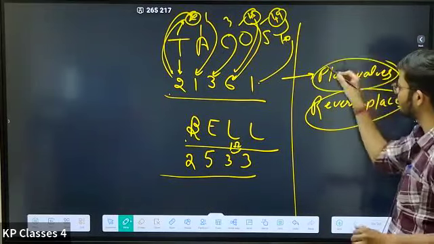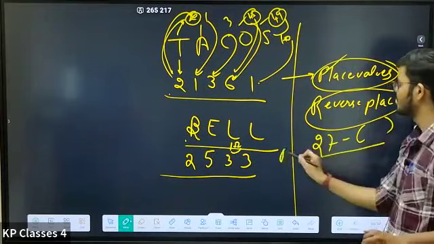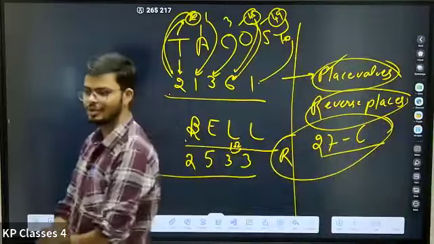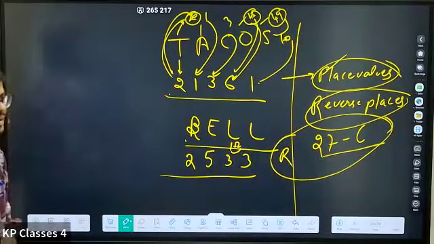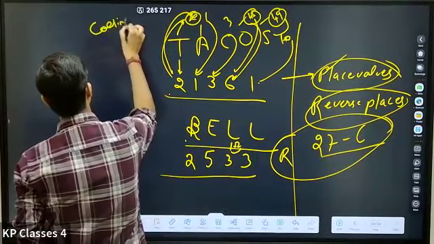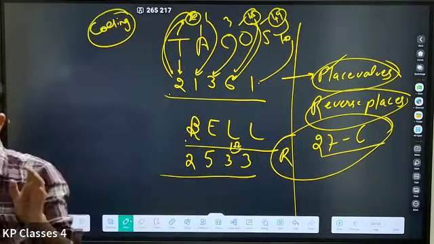If you know the place values only, subtract any place value from 27, and you'll be getting the reverse place value. Subtract anything from 27. If you know the place value, subtract it from 27, you'll be getting the answer. This is with respect to place values and reverse place values. I think this is sufficient for the coding and decoding. In this limited time period, we can only talk like this. Now let me know, is it clear to all of you?